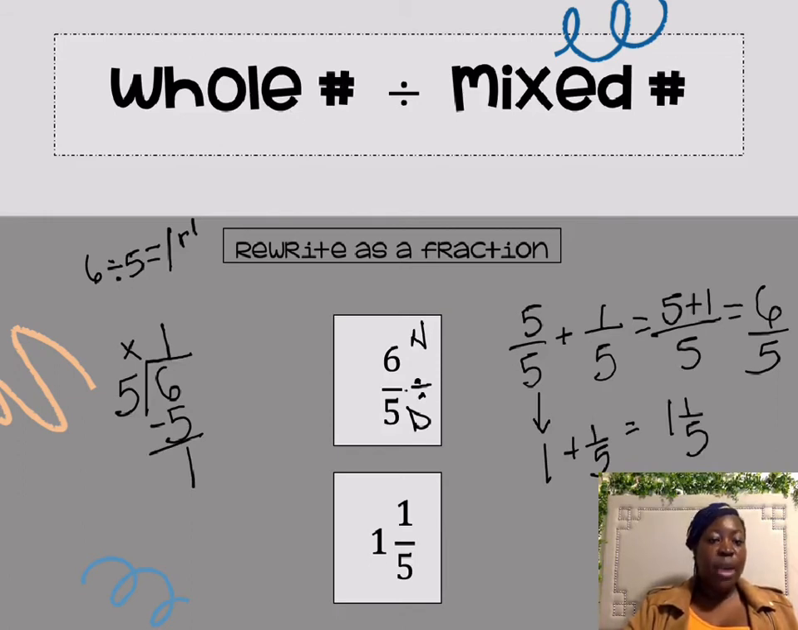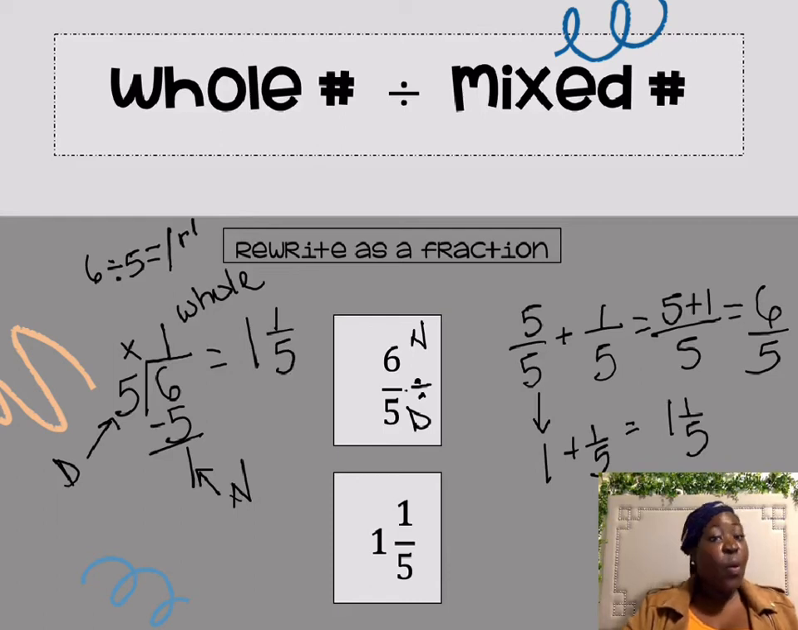Now we can rewrite it as a mixed number. The number on top is your whole number. The number that's remaining is our numerator, and you are going to keep your denominator the same. Let's rewrite it. You have 1 and 1/5. Or if you want to do the long way, 6/5.